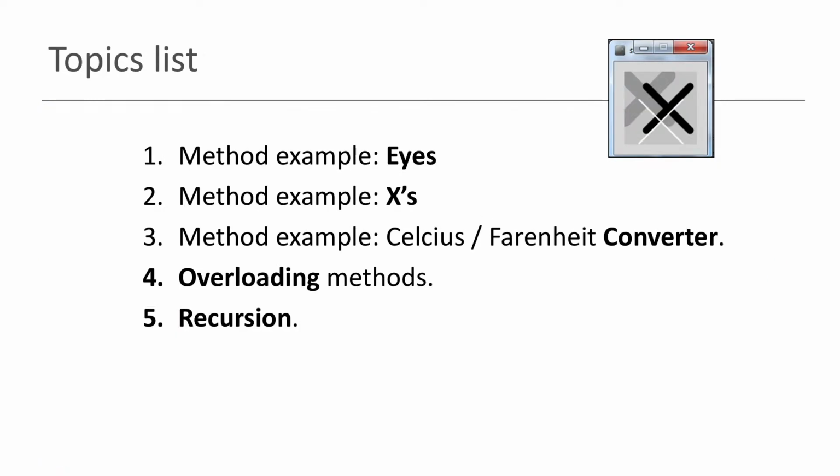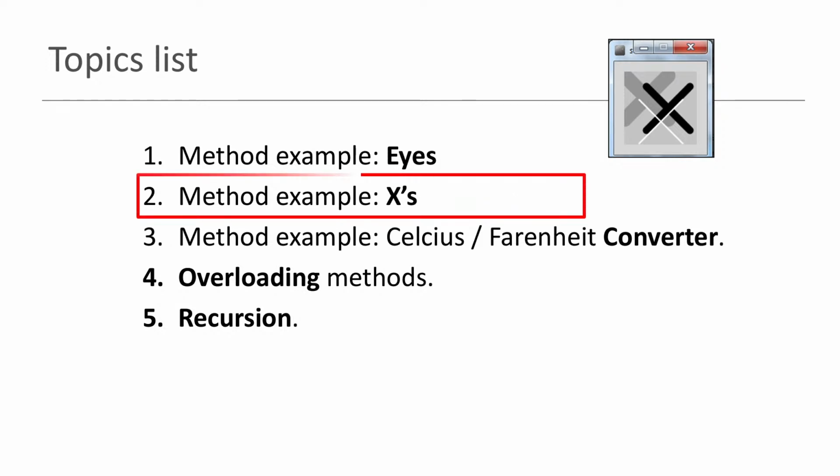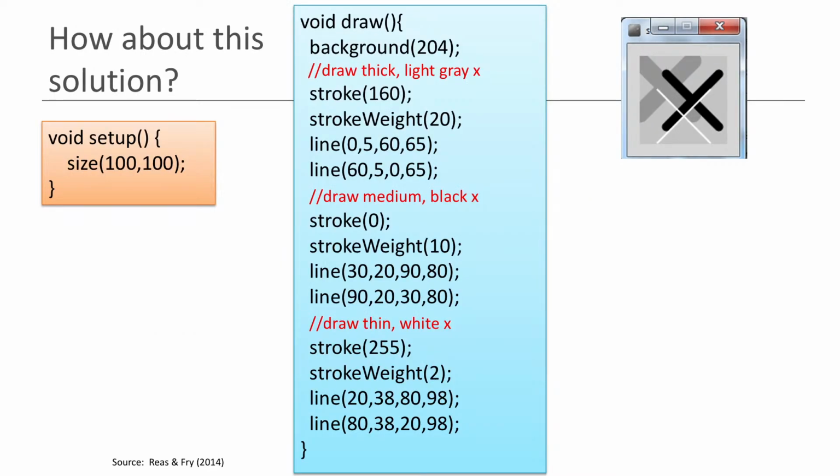Right, so we spent a long time looking at the eyes there. We also had the X's that you did before class. So I'm not going to spend so much time on this one. You might remember we had originally how would you draw an X, and this was in the draw method. We had 4 lines of code for each X. So we had a grey X, a black X, and a white X.